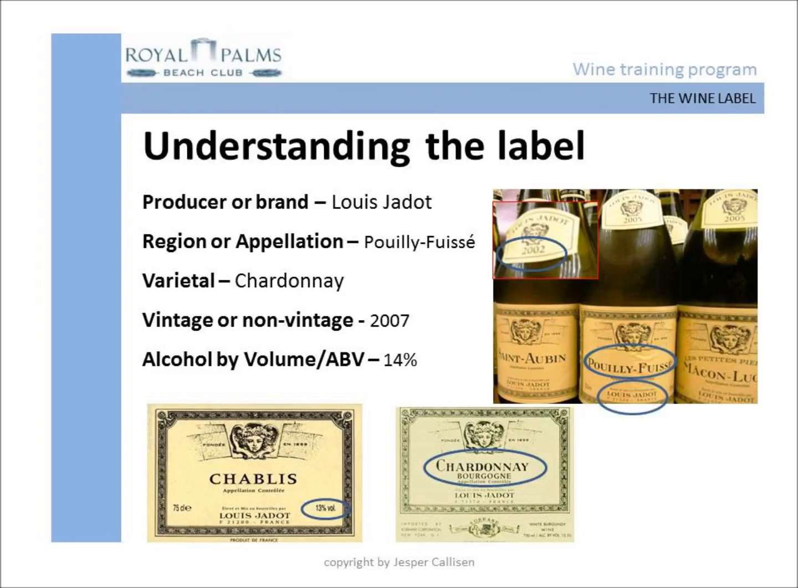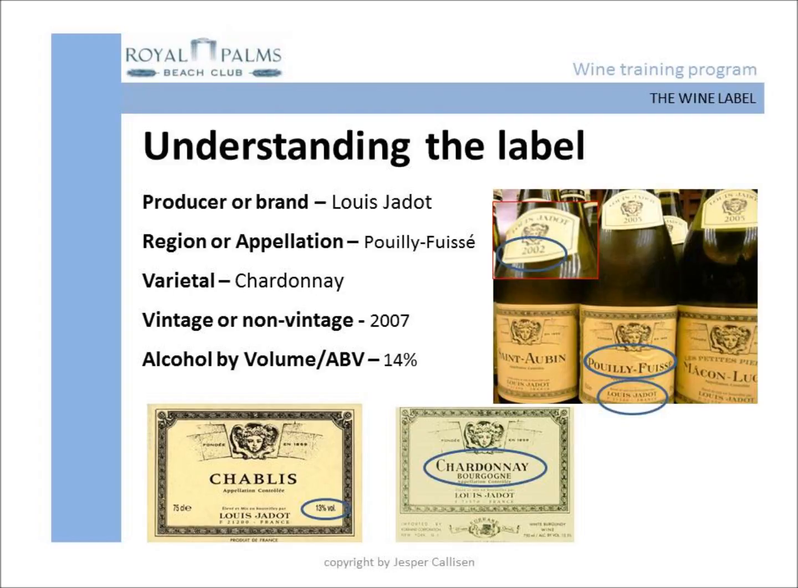Looking at the label on the pictures, we clearly see Louis Jadot on each one. Next, the region or PDO must be stated. In this case, we can see on the top picture the middle wine is from the village of Puy-Fuissé.